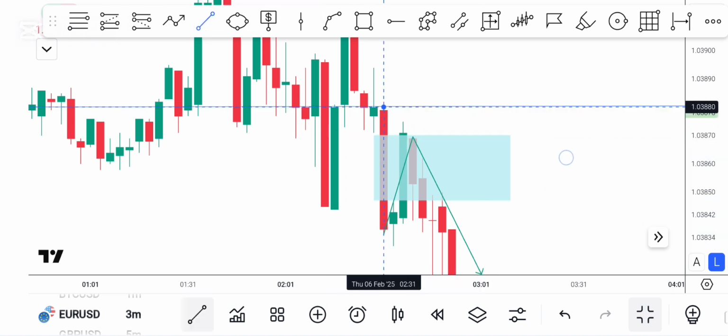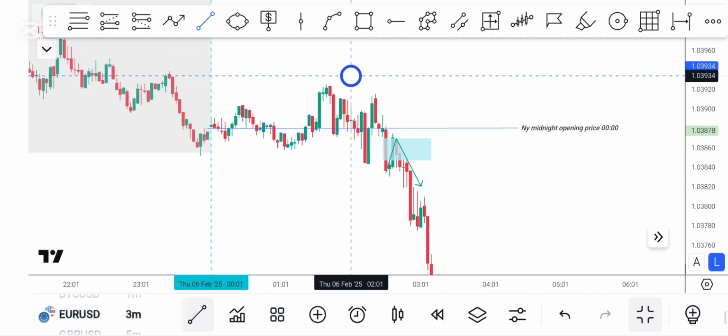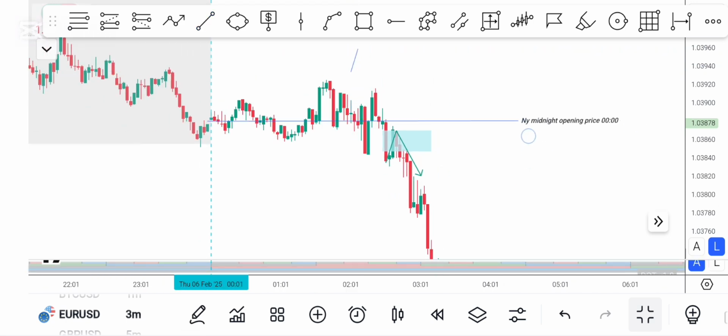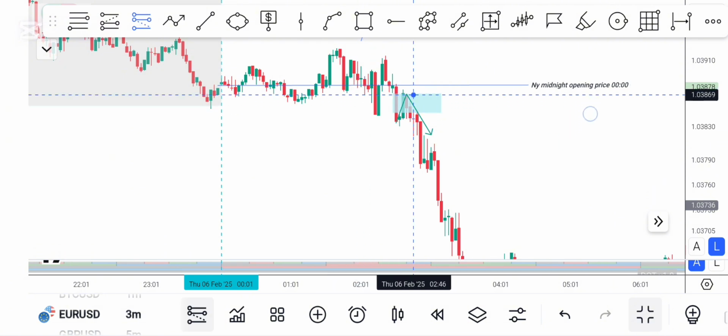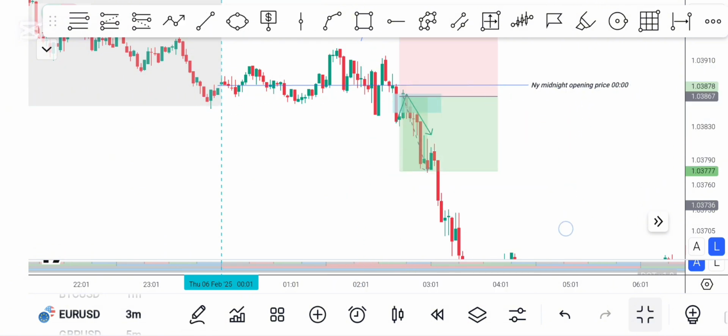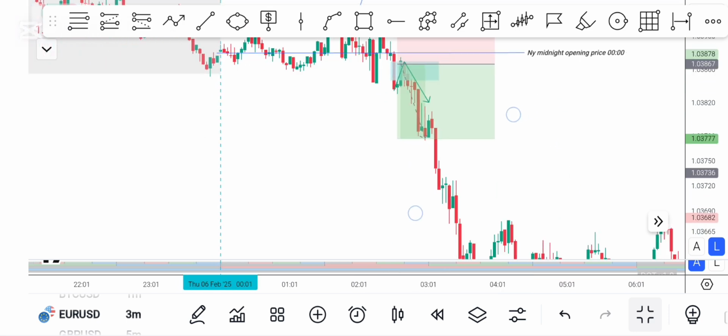The moment you see price close below the midnight opening price, you can use it as your gauge. You can sell there. I've talked about it. You can sell above or at the midnight opening price. You can buy below or at the midnight opening price. So this could still be a trade right here, and then your stop loss is going to be above these highs, and you can target even 10 to 15 pips.